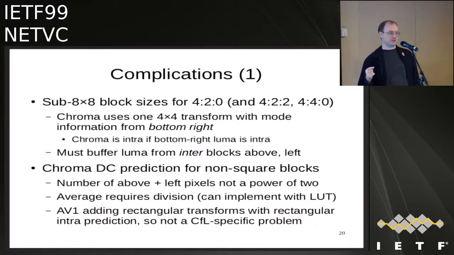The answer is we look at the bottom right Luma block from whatever that subdivision was, and that determines if you have an intra block or an inter block. As a result, you can actually have some of the blocks in this sub 8x8 region intercoded, but the chroma winds up being intracoded. So now we have to buffer Luma from the intercoded pixels as well as the intracoded pixels in the sub 8x8 regions, and that might be a surprise. In fact, we've implemented this incorrectly at the moment, but we'll fix that.